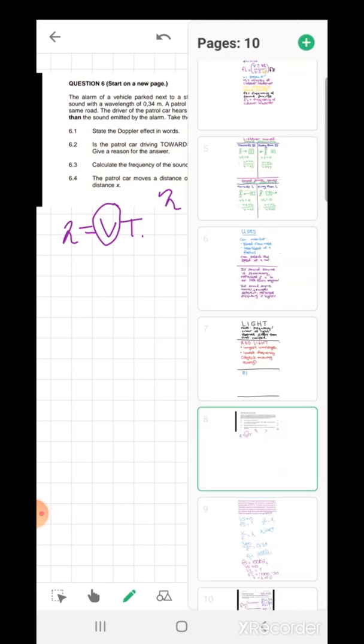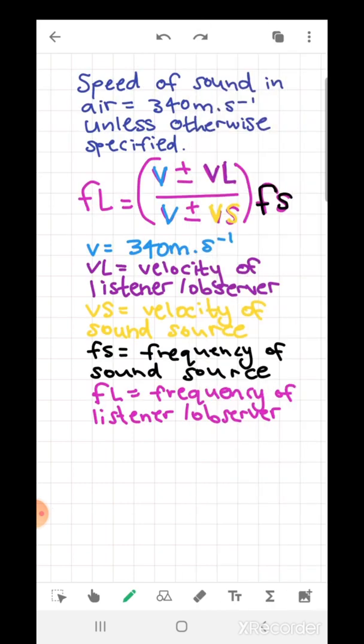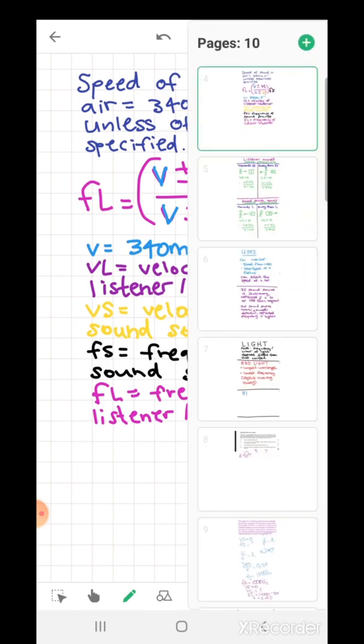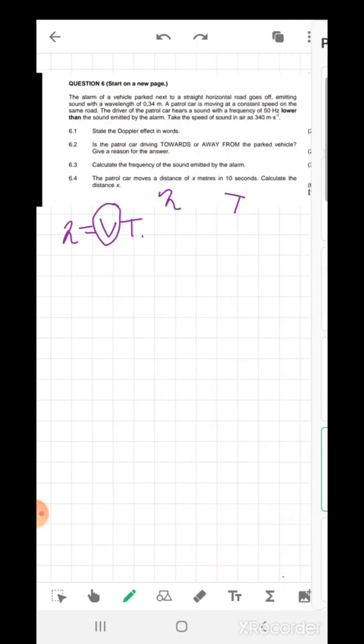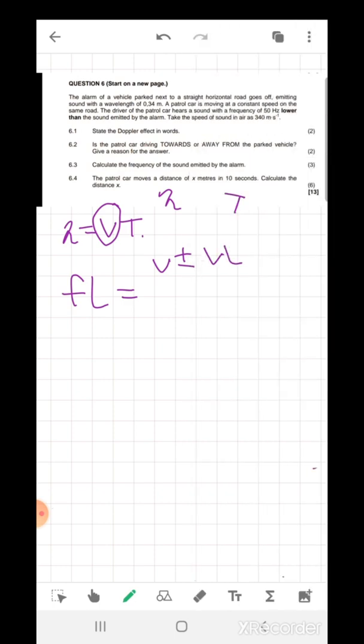Let's first do the first part of the equation, or the first equation, which is this equation. It's FL is equal to (V plus minus VL) over (V plus minus VS) times Fs. So let's just write that. FL is equal to (V plus minus VL) over (V plus minus VS) times FS.